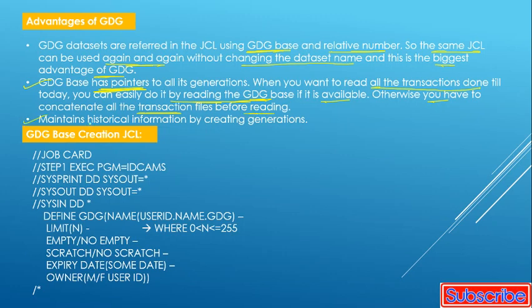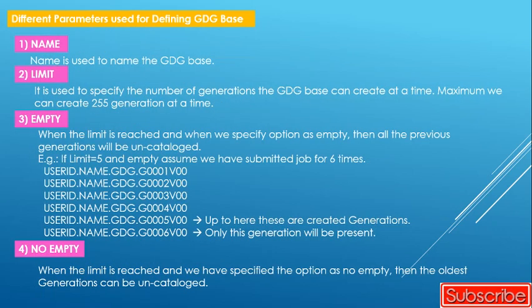Okay, and maintain historical information by creating generations. GDG base creation JCL: this is the JCL which creates the GDG base. So we are using the IDCAMS utility here, and in the SYSIN card we are defining the GDG. We are giving the name of the GDG, and what will be the limit of the generations, and then EMPTY or NOEMPTY, SCRATCH or NOSCRATCH, expiry date, and owner. The different parameters which are used for defining a GDG base are mentioned there.